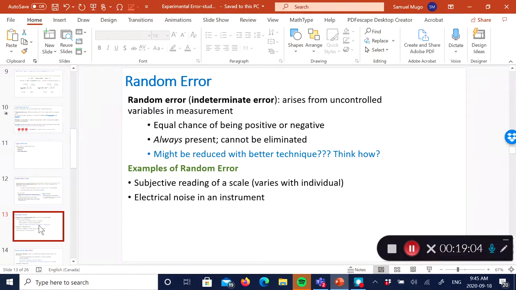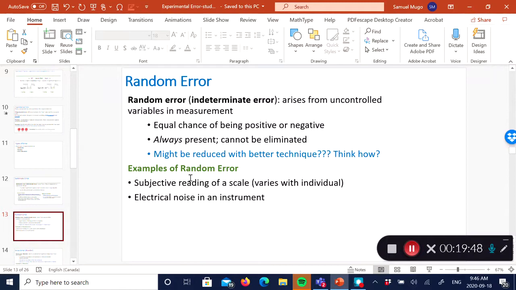Now, random errors, on the other hand, are random. They arise from uncontrolled variables, okay? So these are distributed such that sometimes they are negative, sometimes they are positive, okay? They are always present and they cannot be eliminated. However, you can quantify them. You can know the extent of the random error, and that's key. You can know the extent of the random error, but it cannot be corrected. However, they can be minimized if you use a better technique.